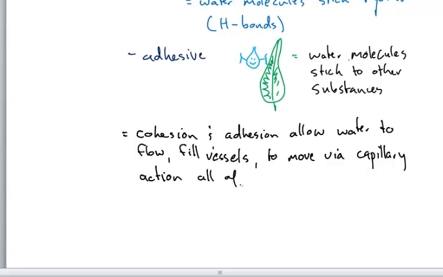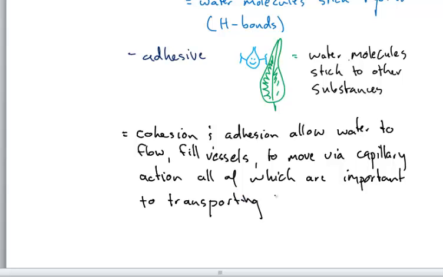All of which are important, once again, to transporting substances on Earth and in our bodies.